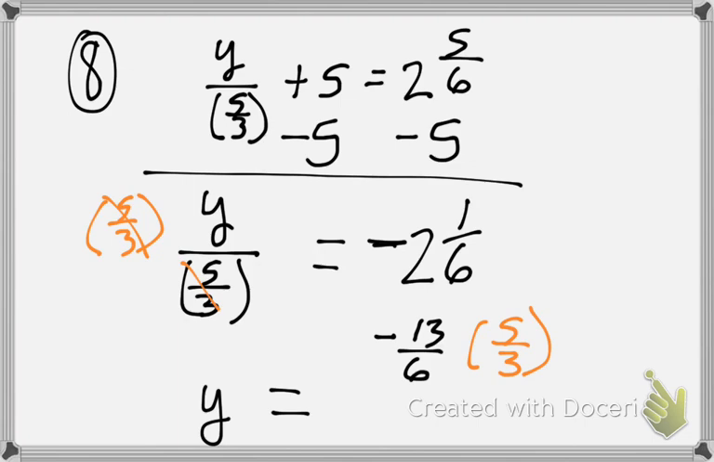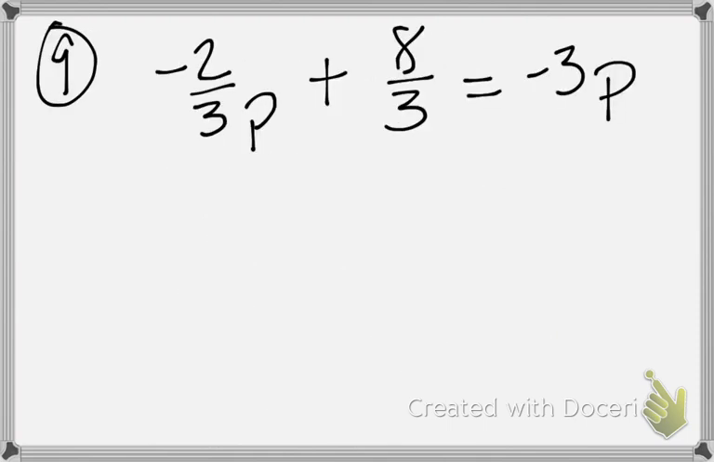So 13 times 5 is 65. 6 times 3 is 18. And it is a negative 65 over 18.